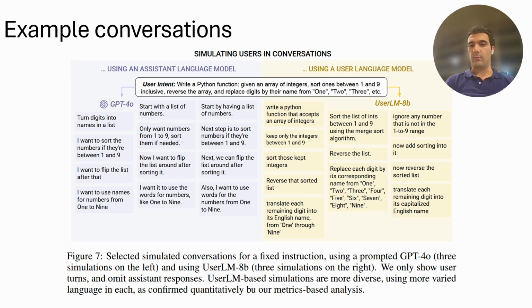And then it says reverse the list in one case, or now add sorting into it, which is an indirect way of saying this, or sort those kept numbers, right? And then even at the end here, it says translate the remaining digits into its English name. English name is correct, but it was not in the original instruction here. Or replace each digit with its corresponding name, or translate the remaining with its capitalized English name, right? So you can see there's more lexical and semantic diversity in how the information is produced, as well as the ordering of information being shifted a little bit more in this example.